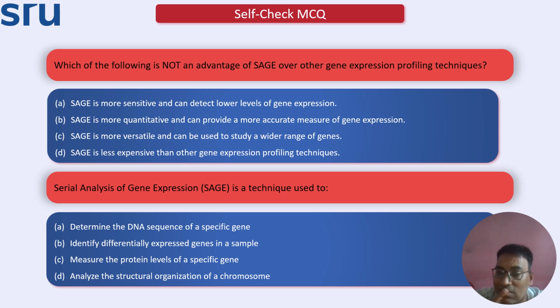We are not analyzing differentially expressed genes or multiple gene expression at the same time. We are checking the expression of a single gene, whatever the required gene is. That's it. Measure the protein levels of a specific gene. Yes, this is the right answer. Analyze the structural organization of a chromosome. So option C becomes the right answer.